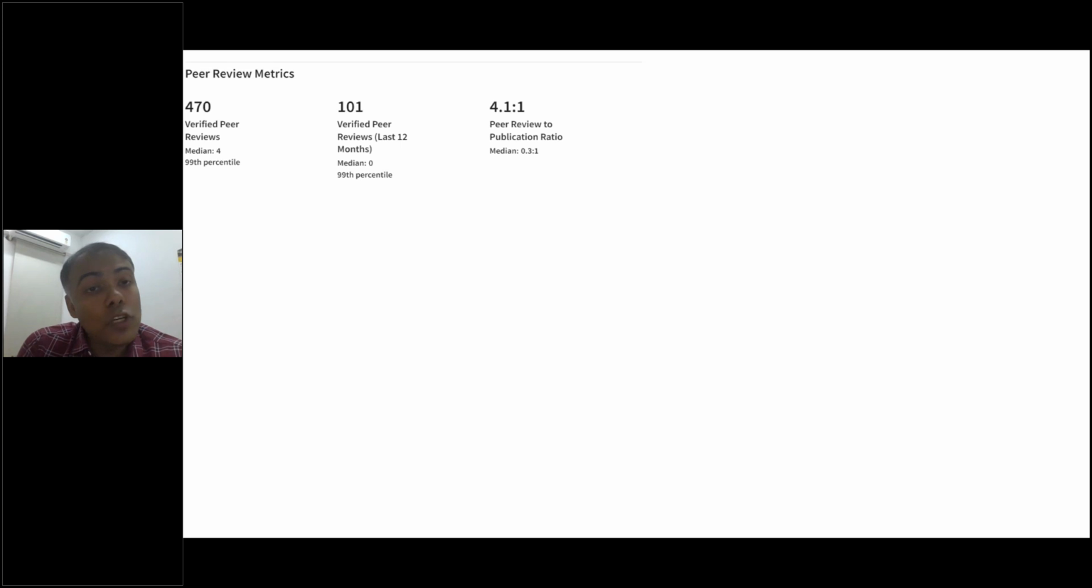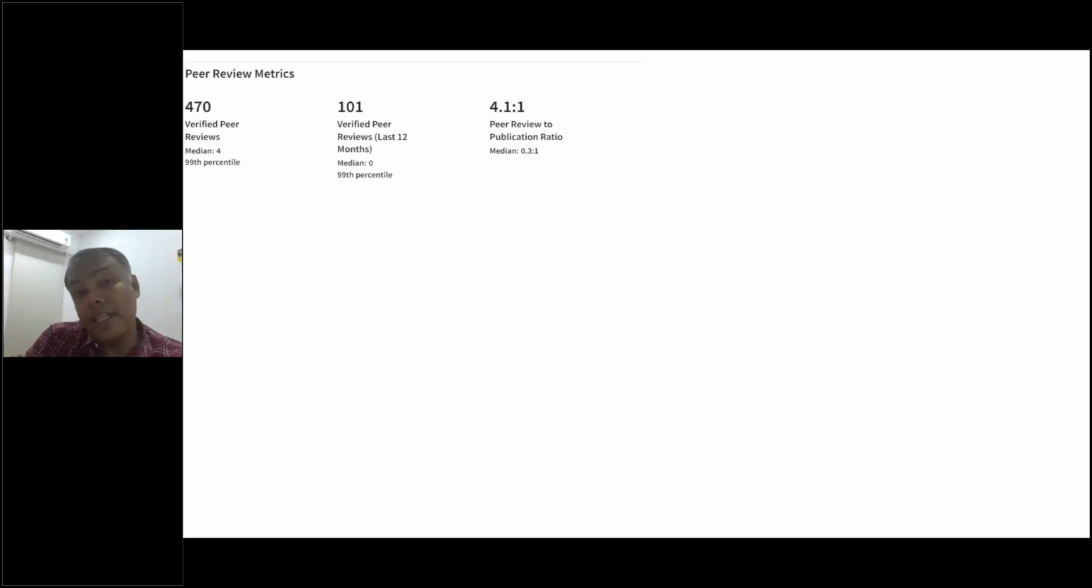If I look at the rightmost matrix, which says peer review to publication ratio, it is 4.1 to 1, which is as good as saying that for every paper I publish, I am reviewing 4 papers for journals. This number is important, because when you submit a paper to a journal, the editor does scan your profile if required, to find out who the author is and what area of work he or she has done. It also gives a glimpse of how many papers you have reviewed.